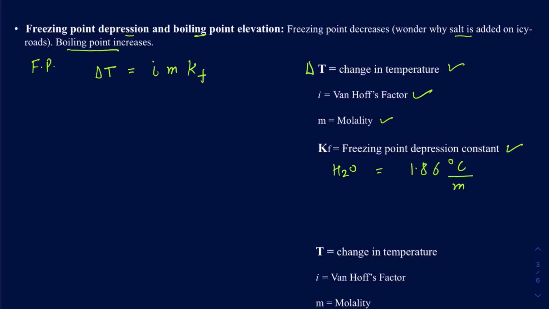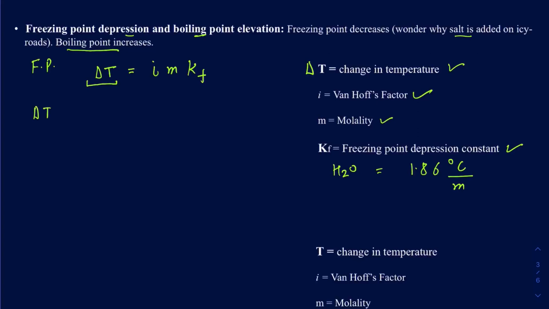Any other solvents that you're going to be given, or even the water, if it's given in the question, you will be provided the freezing point depression constant. You're not expected to memorize those. I do want to mention how you really use this delta T. Suppose you know the i, suppose you know the Kf, and you figured out what the molality is, and you calculated the delta T.